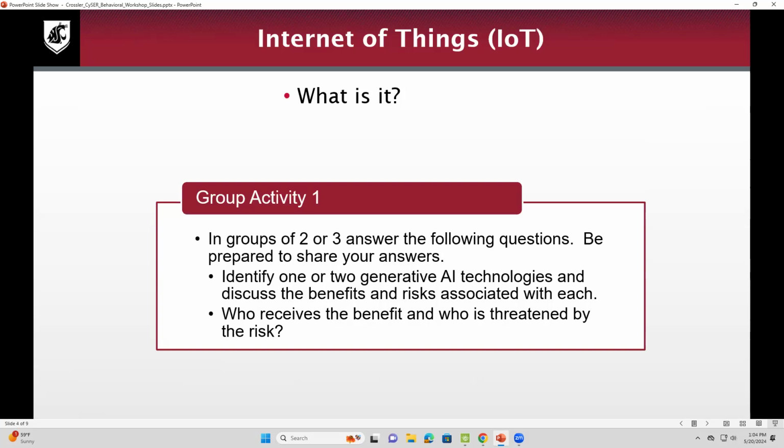I changed this question from Internet of Things to generative AI. So assume the top thing says generative AI. And what I want you all to do is to go ahead and break up into groups in just a minute. And I want you to think about generative AI.